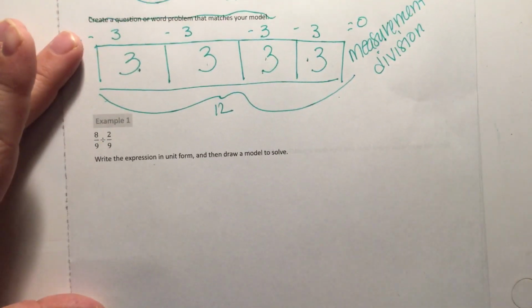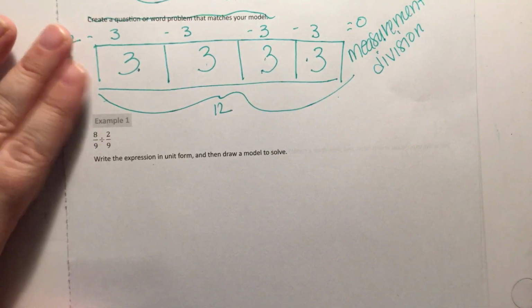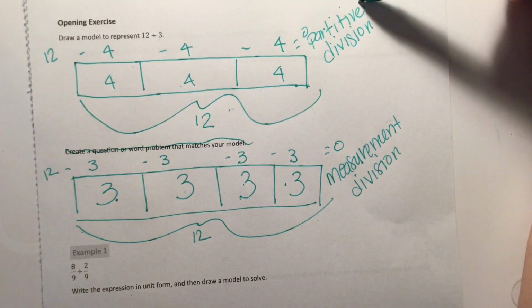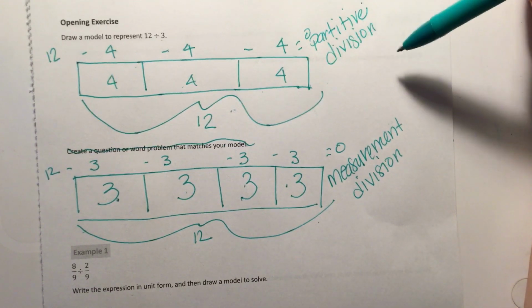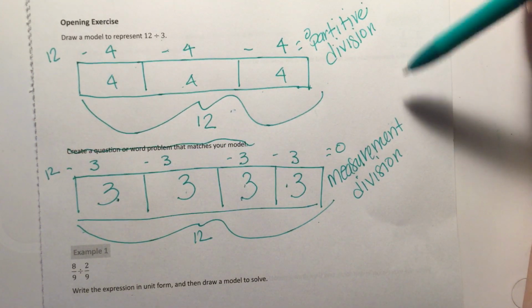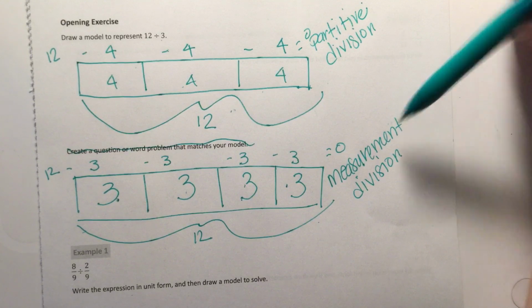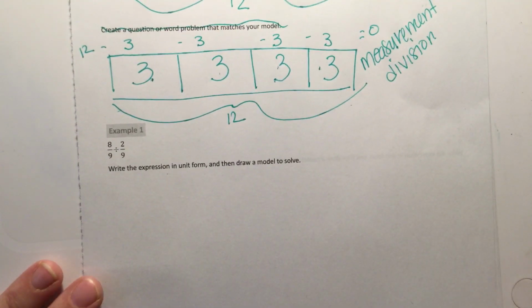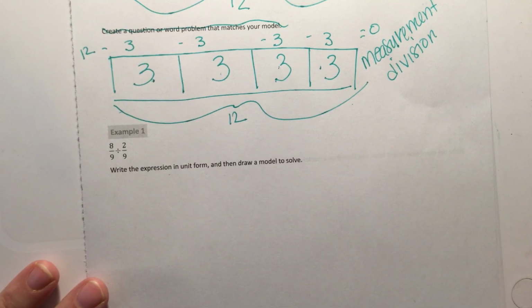Let's just label that real quick so we have our notes. So we have some vocabulary today. We have partitive division we're working on, and we have measurement division. The next 2 words that I really want you to get to know, if you want to write these on the inside of your math notebook, that's a great place for them as well.